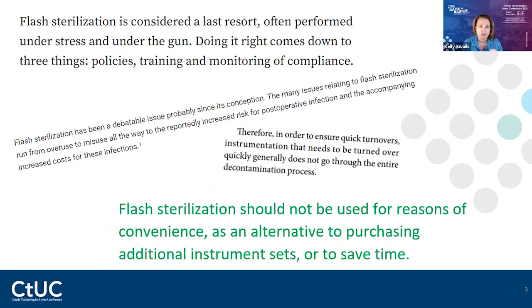But then also the frequency of use. Frequency of use is the big one, where they want to make sure that you have enough instruments. Joint Commission states that lack of instrumentation is not an excuse for IUSS.